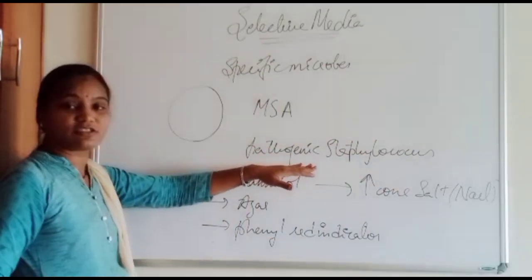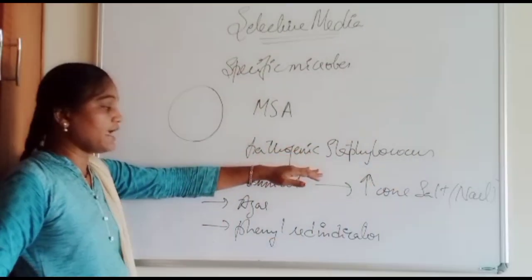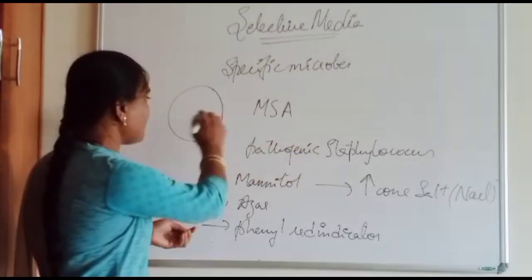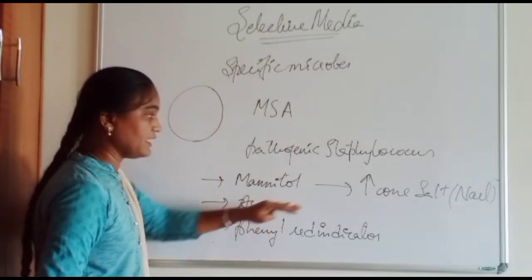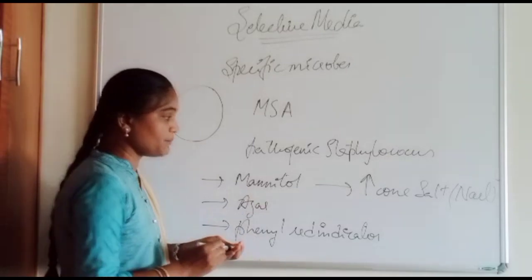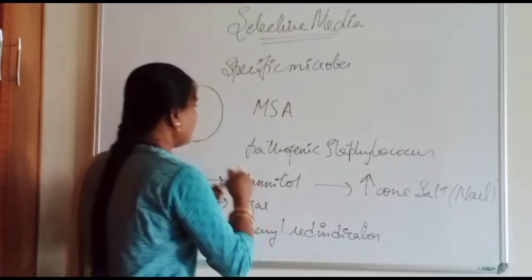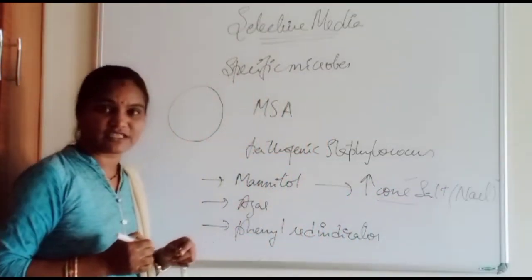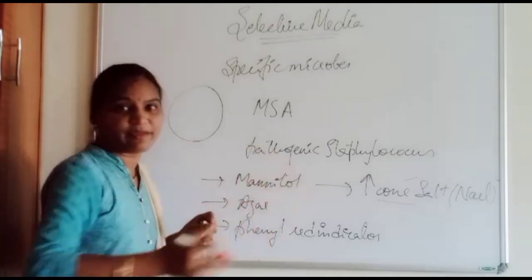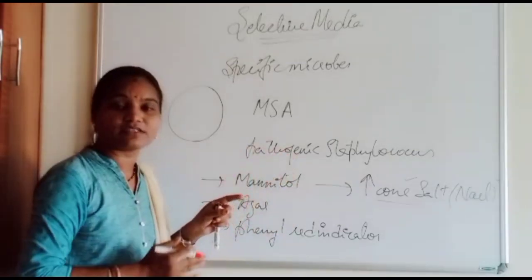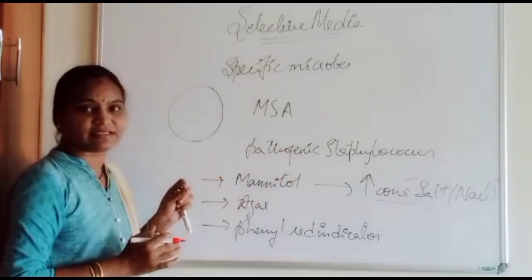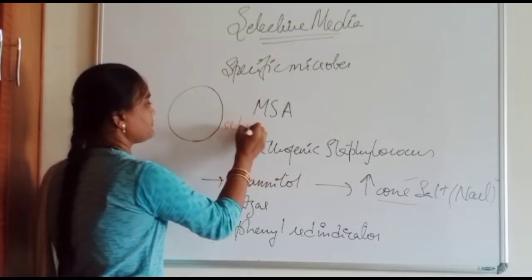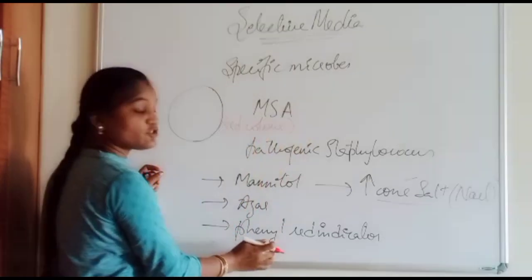So pathogenic Staphylococcus can show its growth in MSA. How? As I said earlier, this is prepared with mannitol, agar and a high concentration of salt. Due to the presence of the high salt concentration in this Petri plate, the growth of the remaining microbes is retarded, and only Staphylococcus will show its growth in this MSA. This culture media is red in color because of the presence of phenol red.